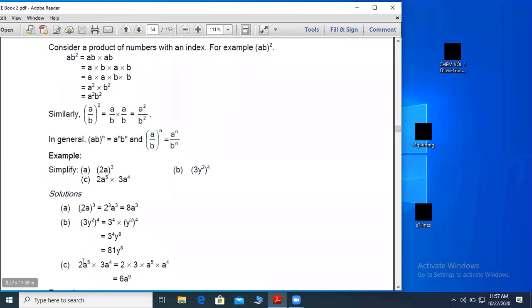Then this one, Sarah, I have been telling you, those with powers first bring them together, and those without powers bring them together. So it will be 2 times 3, which is 6, then times a to power 5 times a to power 4. The answer is 6a to power 9.